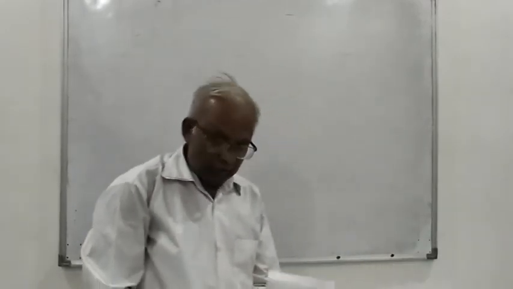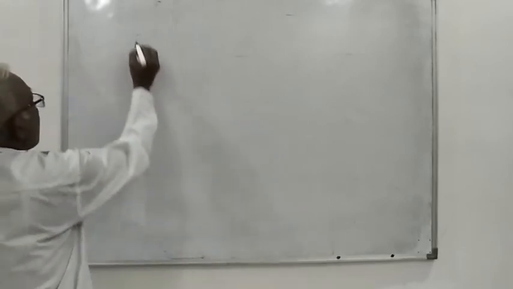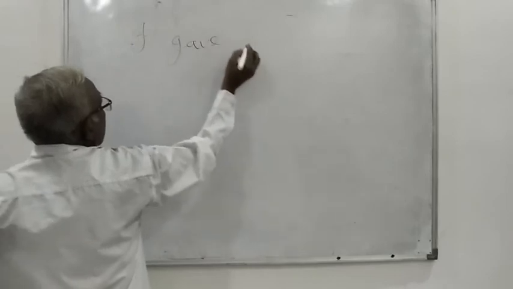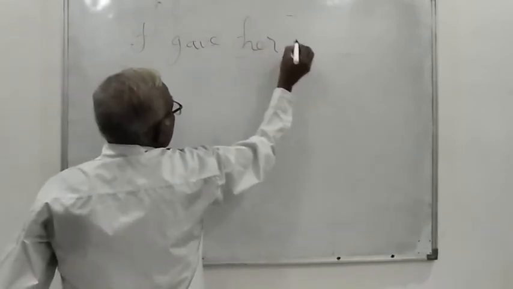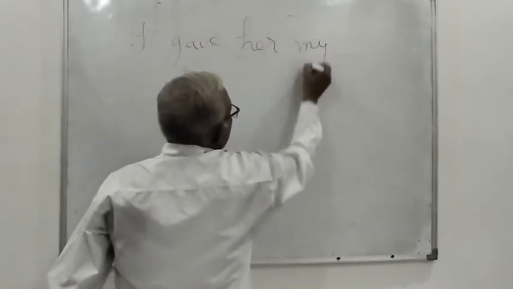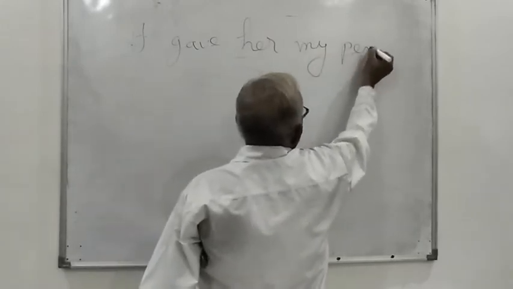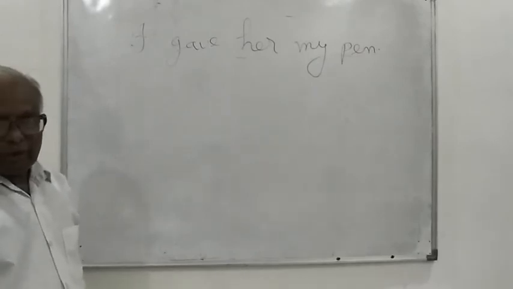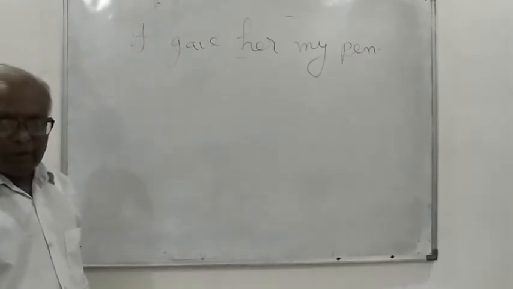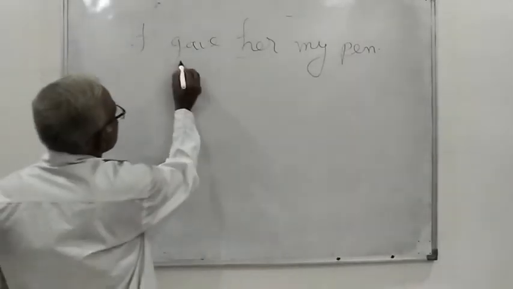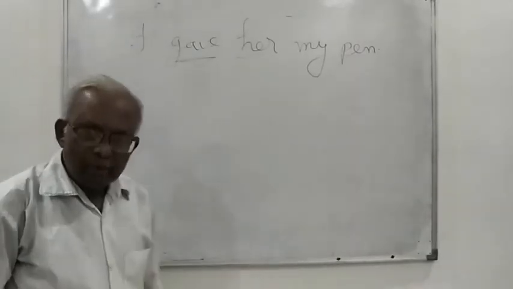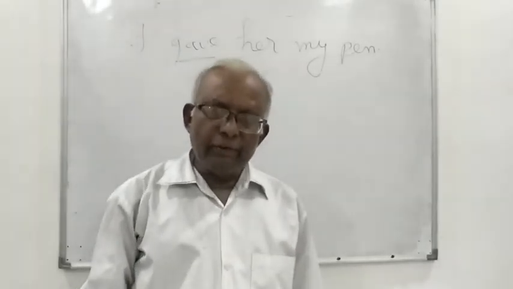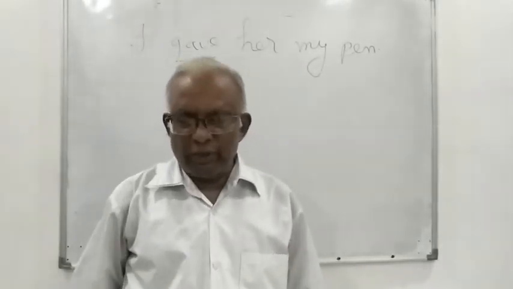I am writing the same sentence. I gave her my pen. If you look at it, the verb is gave. How do we know? Because we know the three forms. Give, gave, given. So we know it to be the verb.